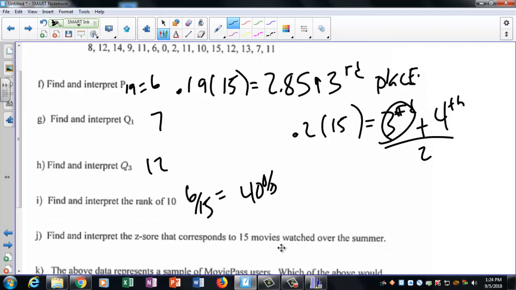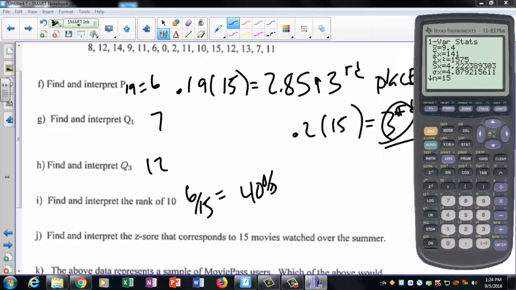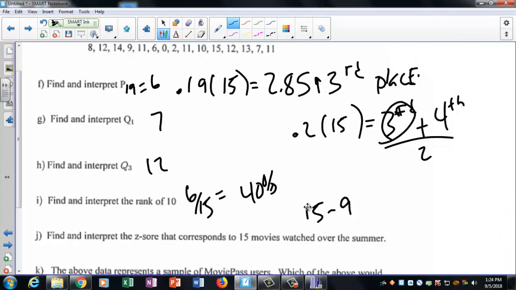Find and interpret the z-score that corresponds to 15 movies. The way you do that, again, you're back out, finding the mean and the standard deviation and all that. We got the mean is 9.4. We got the standard deviation is 4.2. So to do the z-score of 15, it is 15 minus 9.4 divided by 4.2. This is the mean. This is the standard deviation.